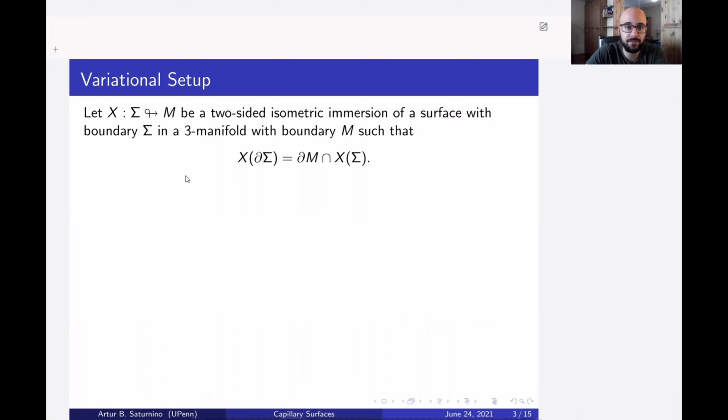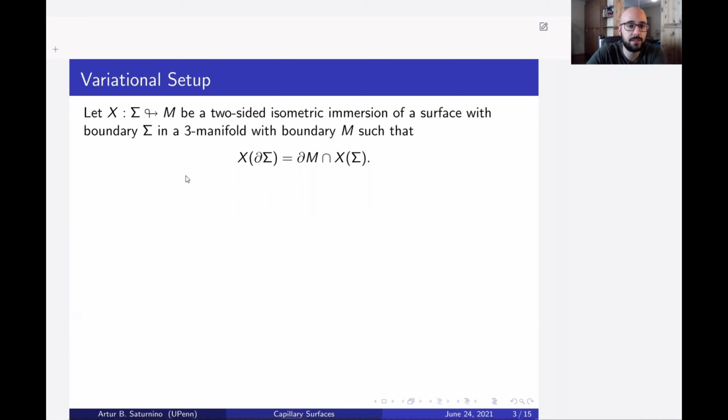Now, to get to this definition, we're going to take a route. We're going to talk about the variational setup, how we get to this definition, because we want to talk about the second variation and other quantities related to variation that are going to be important for us. Okay, so the setup for the variation is the following.